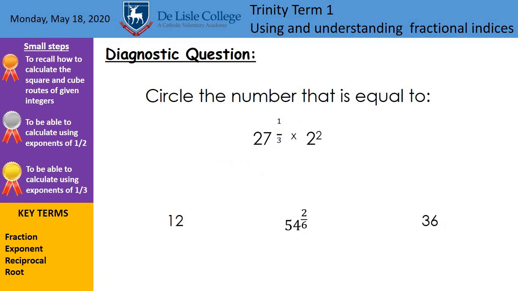Right, next one. Circle the number that is equal to 27 to the power of a third times 2 squared. Please pause the video as you work this out. Right, good. I'm hoping the first thing you did was you realised that here you had to find the cube root of 27. So something times something times something is 27. It's 3. So you should have 3 times 4, because 2 squared means 2 times 2, and they should get 12. And the issues here are they've just done 27 times 2 and got 54, and then done 2 times a third and somehow put 2/6.